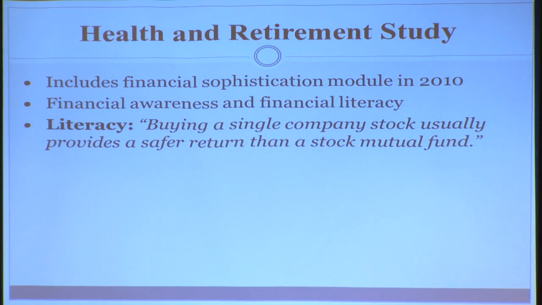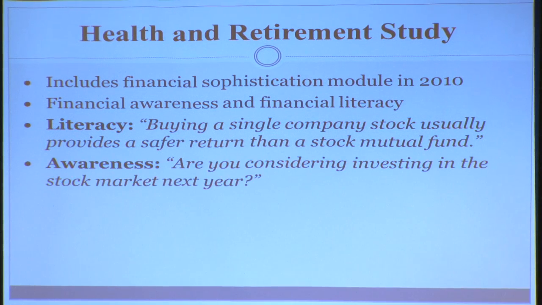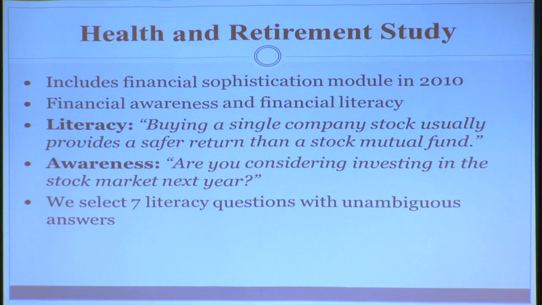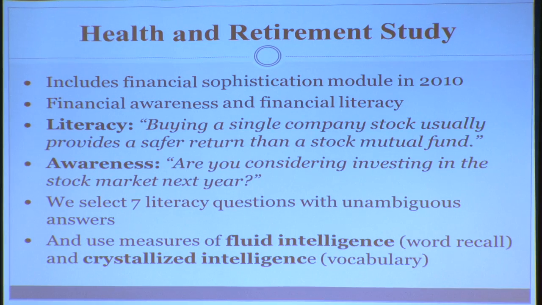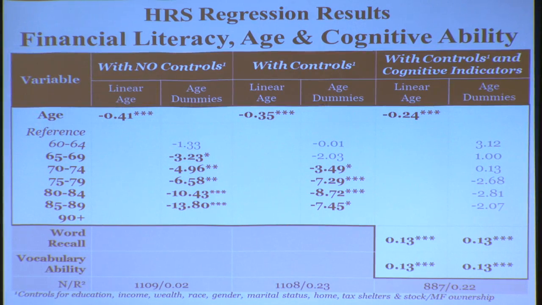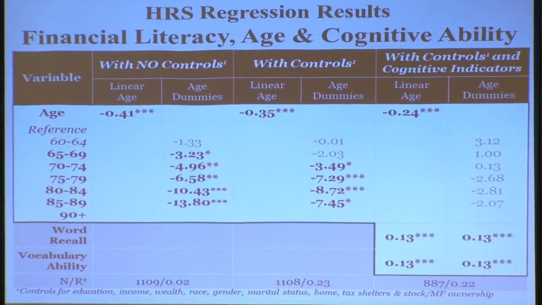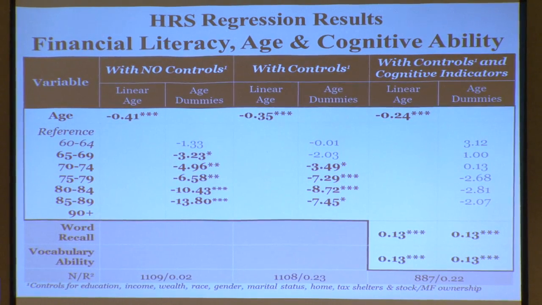So here's an example of one of those literacy questions. Buying a single company stock usually provides a safer return than a stock mutual fund. And then we have awareness. Are you considering investing in the stock market? That doesn't have a correct answer, so we only chose the ones that have an unambiguous correct answer. We come up with an instrument with 7 questions. But the great thing about the HRS is that it also includes measures of fluid and crystallized intelligence. So we can actually control for fluid and crystallized intelligence in a multivariate model. And here are the results that we get, which are pretty much identical to the results that we get from our data set.